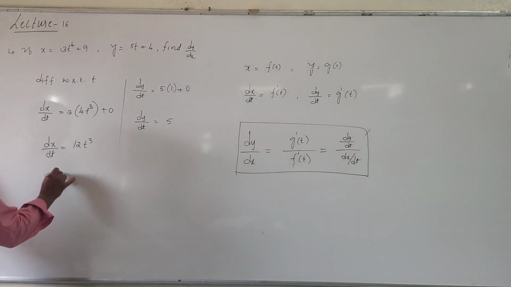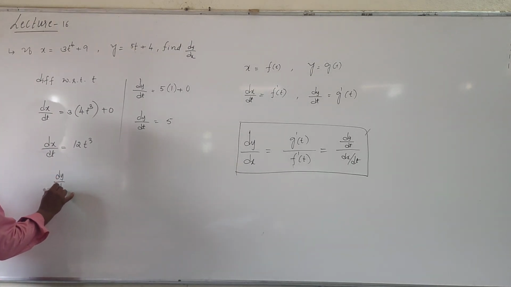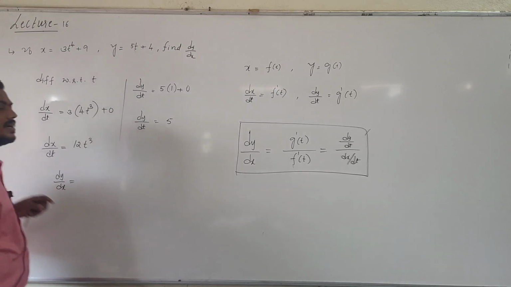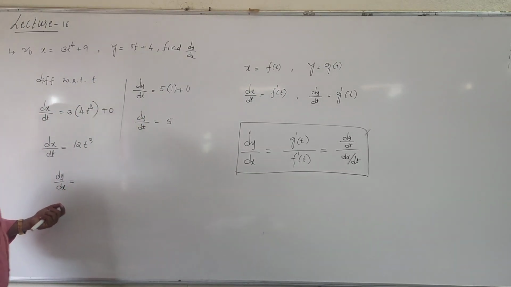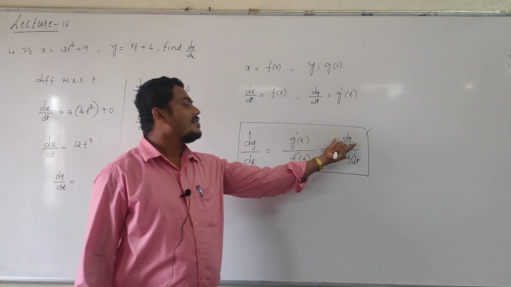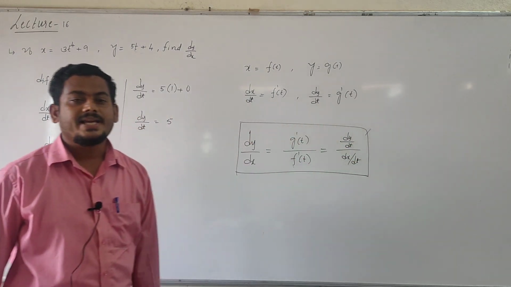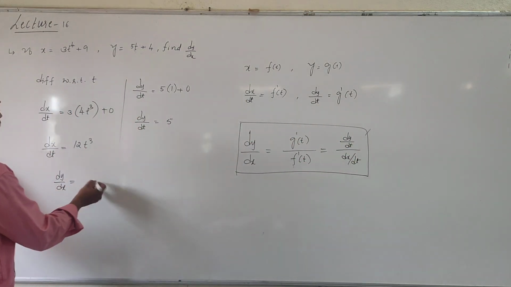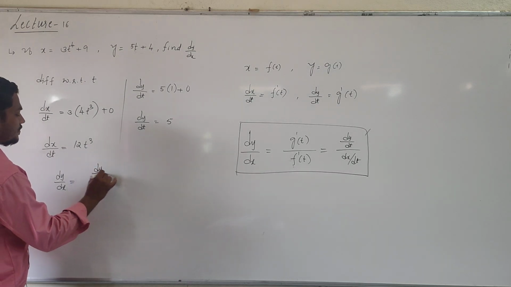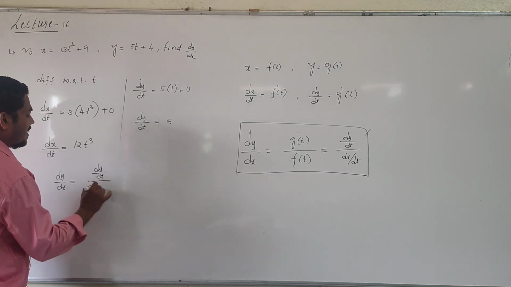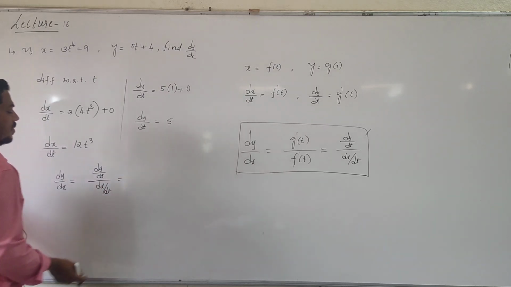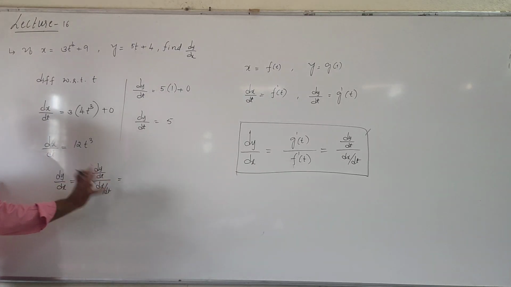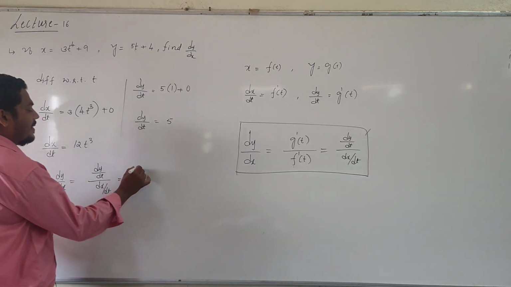But it is not our derivative. Our requirement is dy by dx, not dy by dt and dx by dt. What is the formula for dy by dx? Dy by dt divided by dx by dt is nothing but the derivative of a parametric function. So dy by dt divided by dx by dt, replace the dy by dt value and dx by dt value.